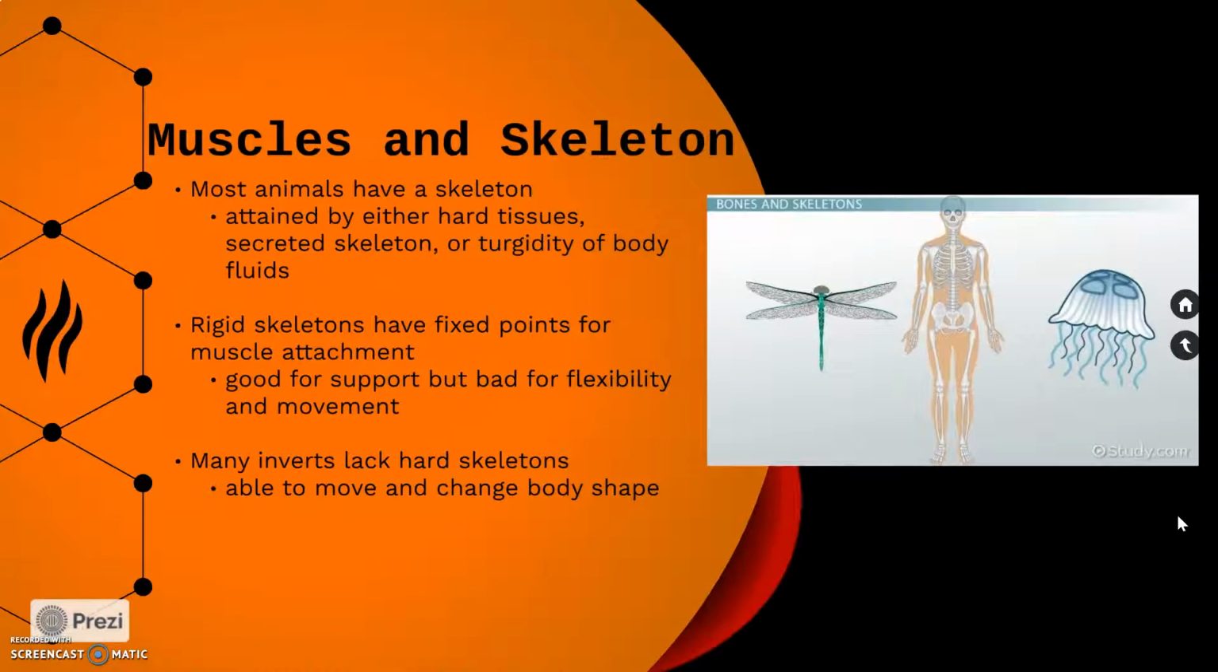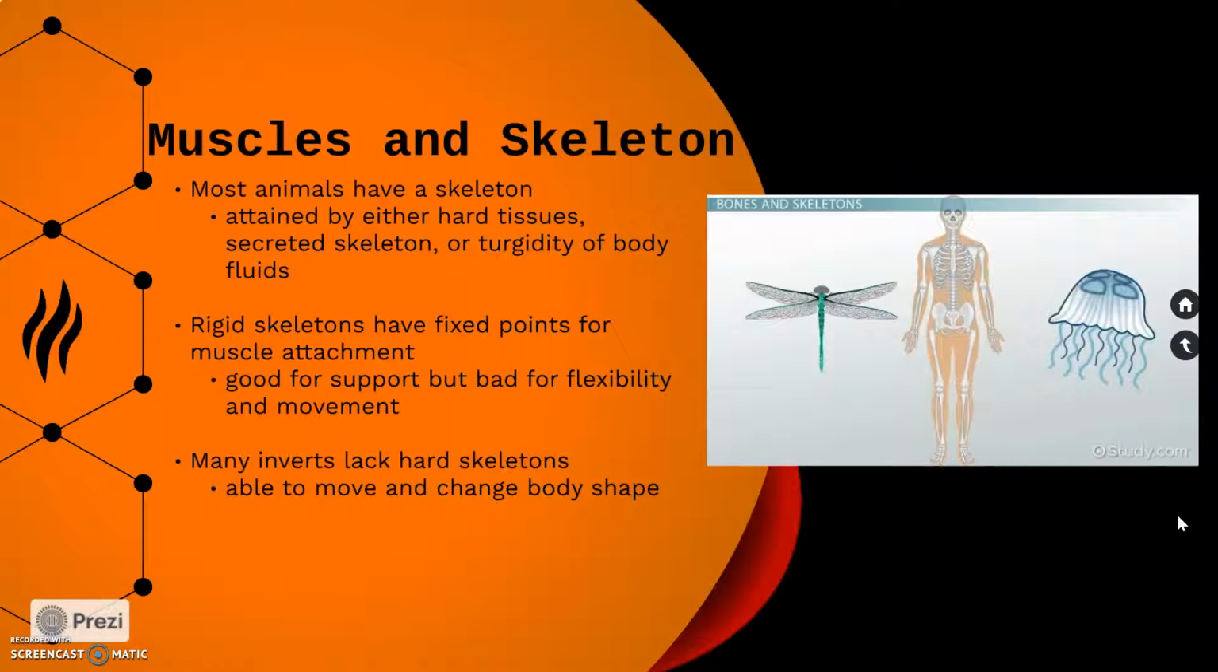Most animals have a skeleton of some sort, which is attained by either hard tissue, secreted skeletons, or turgidity of body fluids. Skeletons are used for major functions that include maintaining body shape, providing support, and serving as attachment for muscles. Rigid skeletons have a fixed point for muscle attachment, and these animals are known as hard bodies. They are good for support, but bad for flexibility and movement, meaning that they have restricted limb movement.